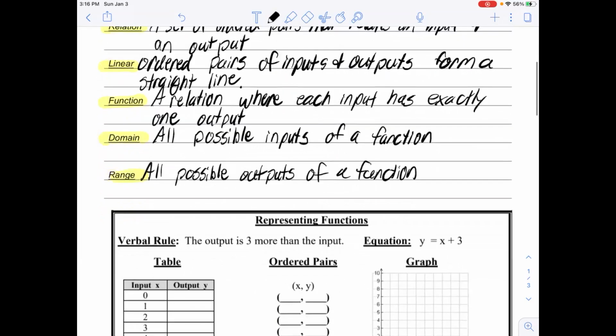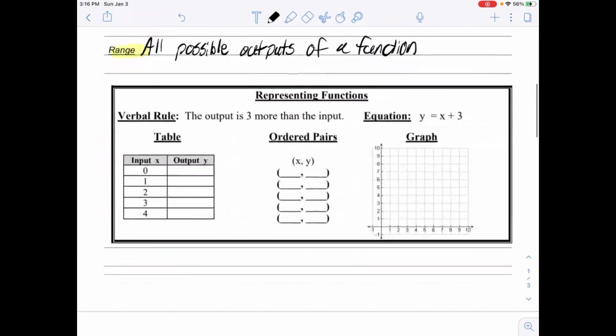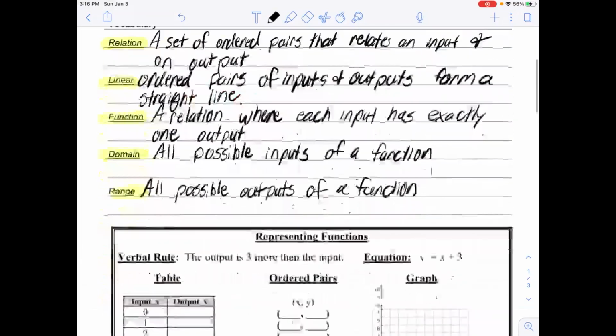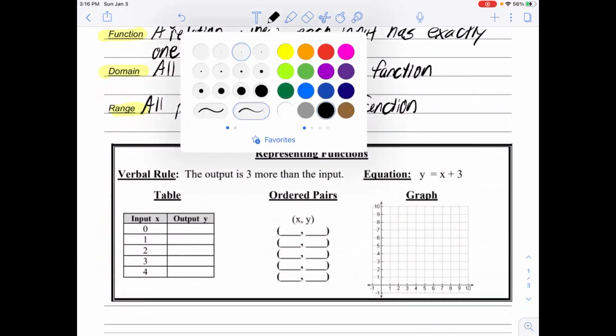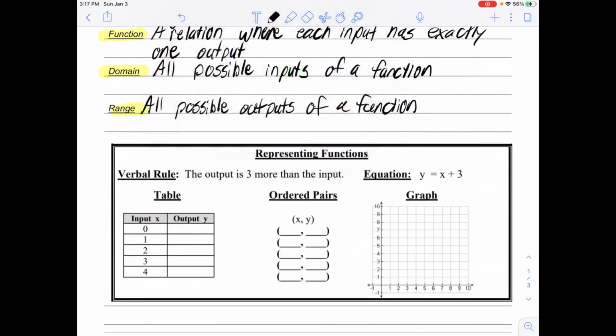So we're going to start by talking about how we represent a function, how we represent a linear relationship. Our functions here are going to be linear relationships. They're not always, but for today, for this unit, our functions are going to be linear relationships. So in this case, we have several ways of describing a linear relationship or a function.